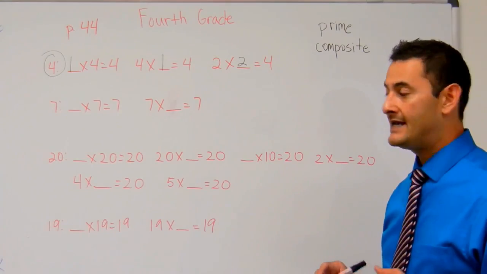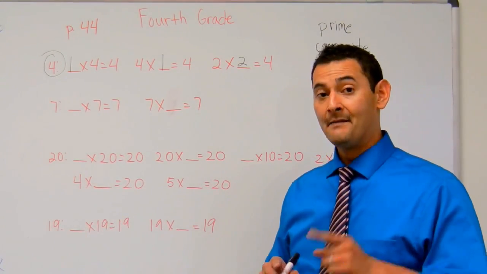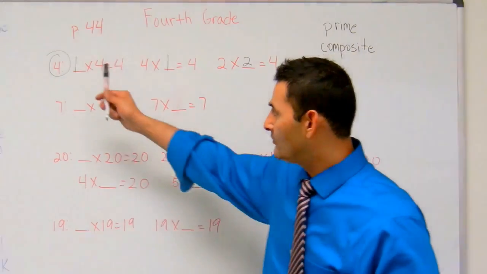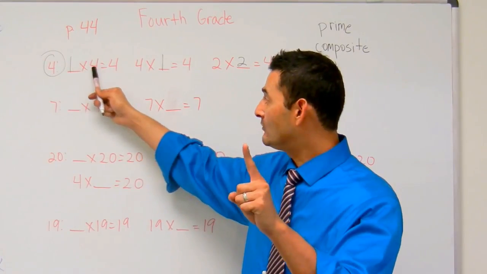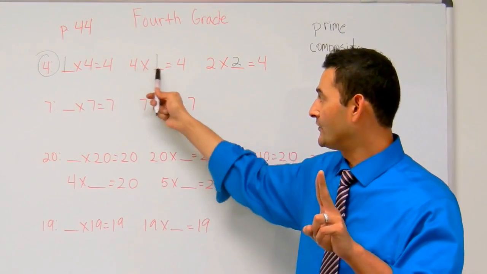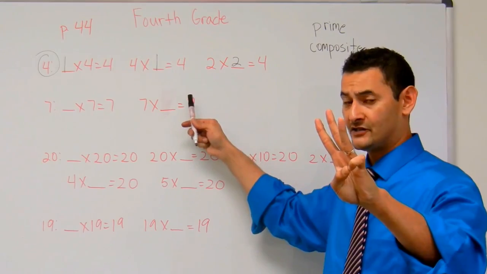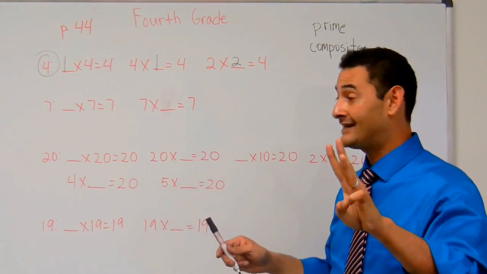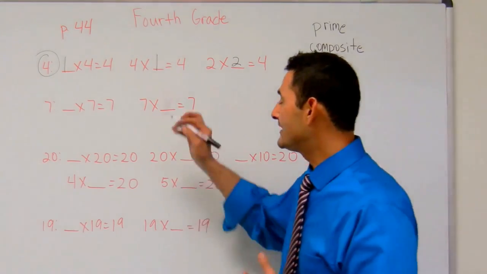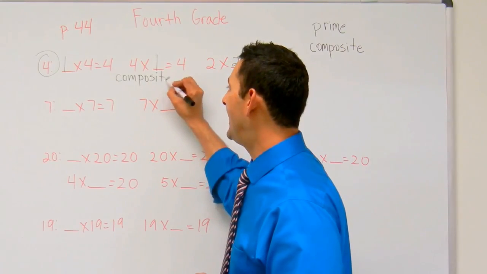A prime number can only be multiplied by 2 factors only, okay? Only by 2 factors. So here we have a 1, that's one factor. Here we have a 4, that's another factor. We have the 4 and the 1, that's the same. Here we have a 2. Here we have 3 factors. If it's more than 2 factors, if it's 3 factors or 4 factors or 10 factors, it's going to be a composite. So this is a composite number.